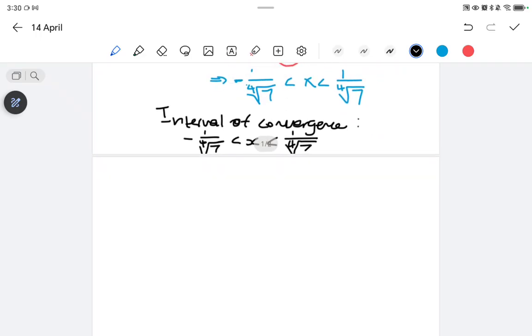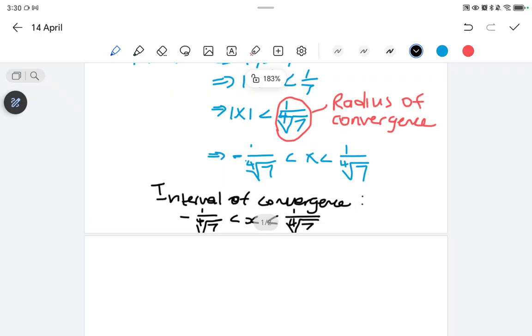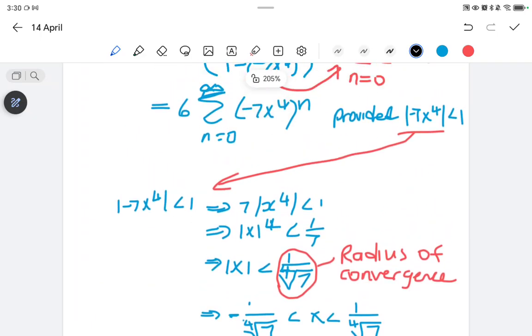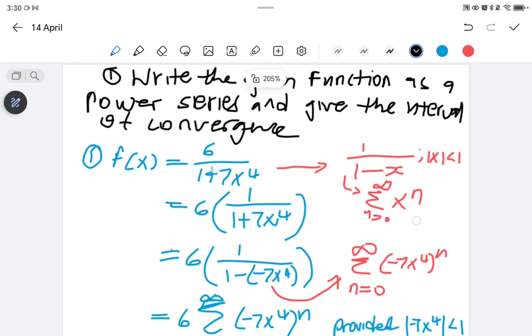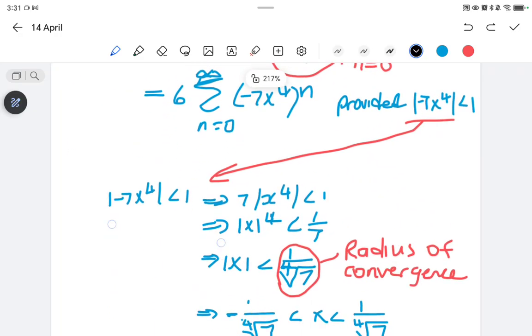Now, why are you saying this is our interval of convergence without plugging it into the original? It's because once you are able to change this function to this format, then your interval of convergence will always remain the same as the interval of validity. Yeah, that will always be the case. You can always confirm for all problems here.